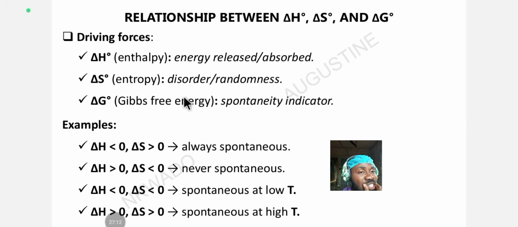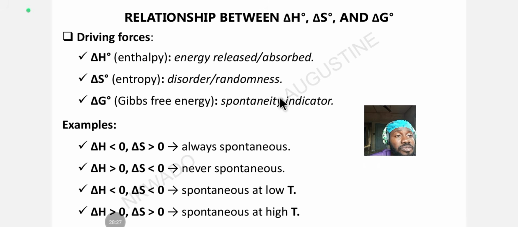The next we have here is the Gibbs free energy. Gibbs free energy is a spontaneity indicator. It shows if a reaction is spontaneous or not. For a spontaneous reaction, the Gibbs free energy is less than 0. But for a reaction that is not spontaneous, the Gibbs free energy is greater than 0. In other words, for a spontaneous reaction, Gibbs free energy is negative, and for a reaction that is not spontaneous, Gibbs free energy is positive. So let's look at the examples we have here.